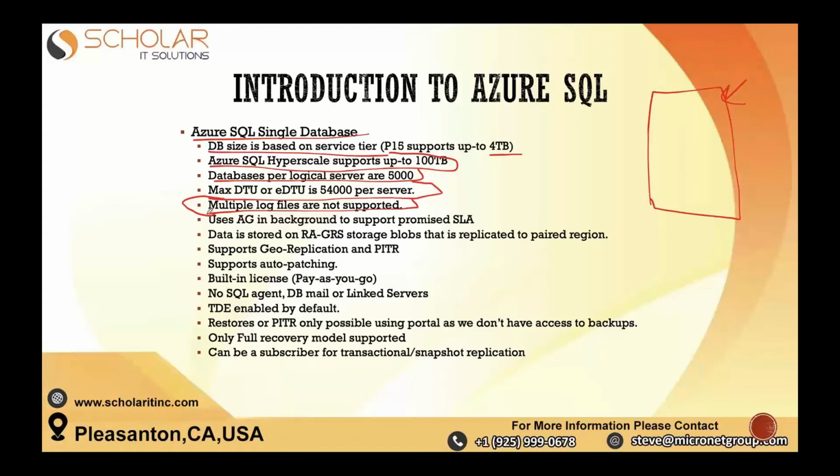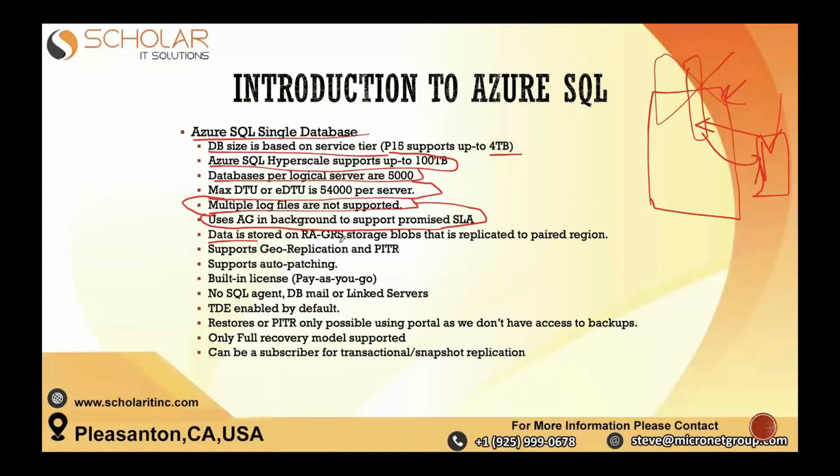Now it uses availability groups in the background to support the promised SLA. When you are spinning up your instance, Always On availability groups are used in the background to ship your transaction logs to hidden secondaries. In case this server or this data center goes down, Microsoft will bring up these instances and they will become your primary, so they can provide you the promised SLA.